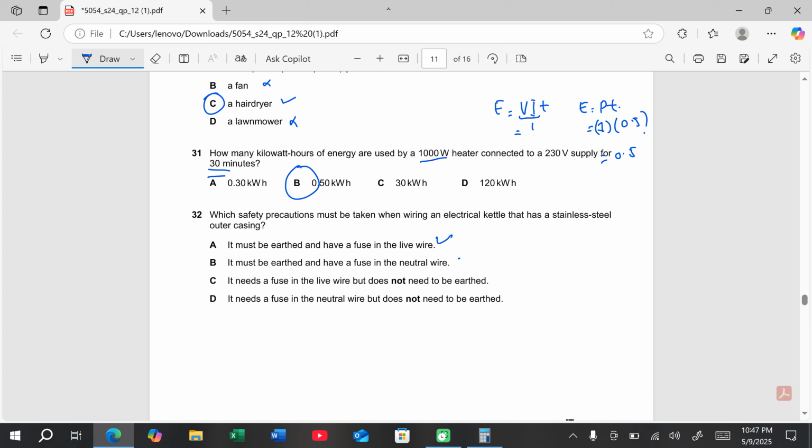It says fuse in the neutral wire. The fuse always has to be in the live wire because it has to disconnect the current before entering the device if excessive current passes through it. It needs a fuse in the live wire but does not need the earth. That's wrong. It does need a fuse in the live wire, but it needs to be earthed as well. Here, fuse in neutral, it does not work. So A is the right answer.